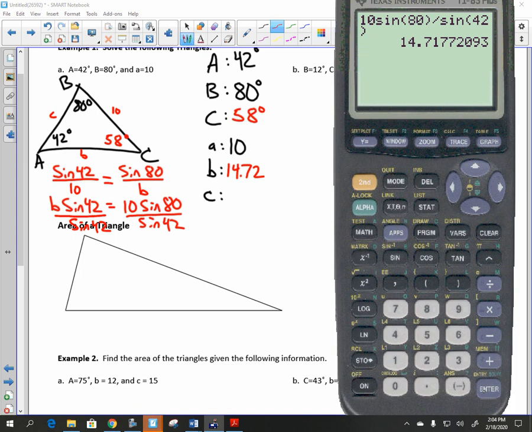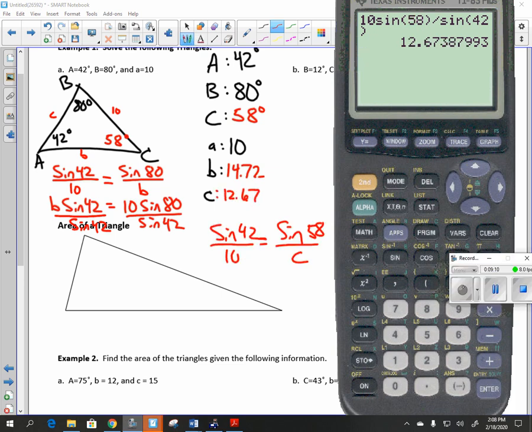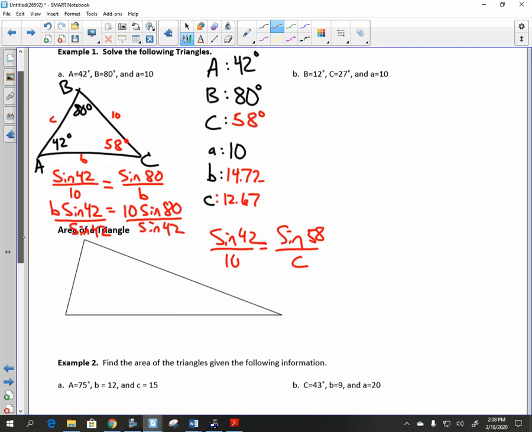What I would like you to do on your own is see if you can find side C. You can set it up the same way. Sine of 42 over 10 equals sine of 58 over, instead of B, you would do C. You can't use the Pythagorean theorem because it's not a right triangle. See if you can find side C. Go. All right, my check gives me 12.67. And so that's how we solve that one right there.